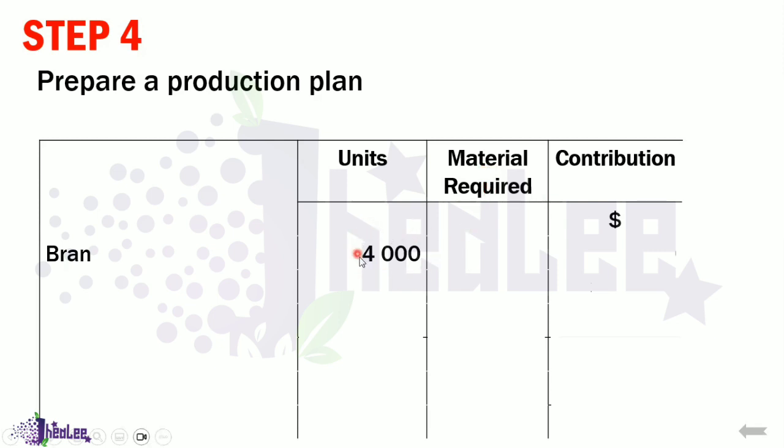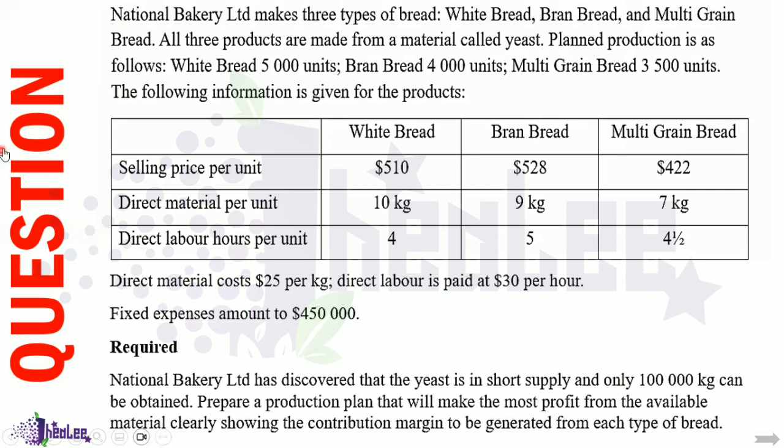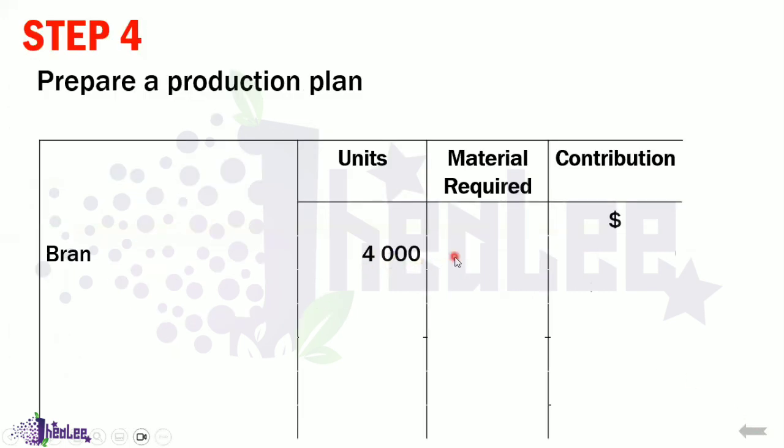And to produce 4,000 bran bread, we need to know how much material the business will be using, or how much yeast the business will be using. Based on the question, it is 9 kg per unit. So it is 4,000 units multiplied by the 9 kg, and that is going to give us the material that is required to produce the bran bread. So let's move into that. Again, 4,000 multiplied by the 9 kg gives us a value of 36,000 material that is required.